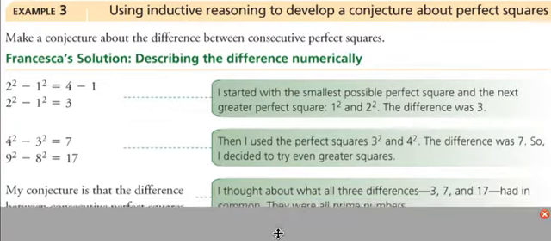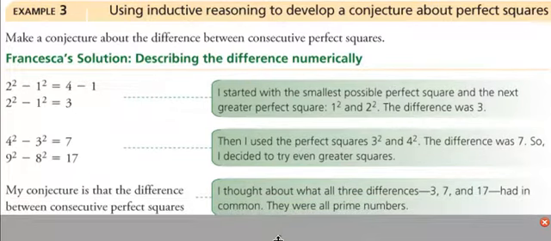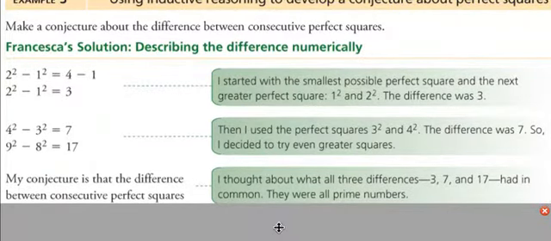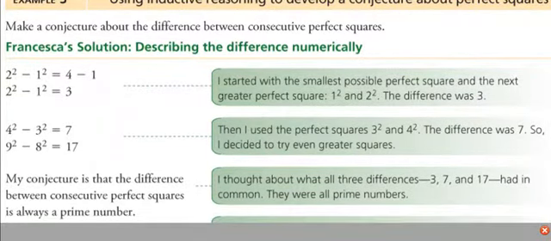So again, all three of those numbers, 3, 7, and 17, are all odd numbers. They are also all prime. So we can make a conjecture that the difference between consecutive perfect squares is always a prime number. Or we could say the conjecture is that the difference between consecutive perfect squares is always odd. Those are possible conjectures we can make given the numbers that we used.